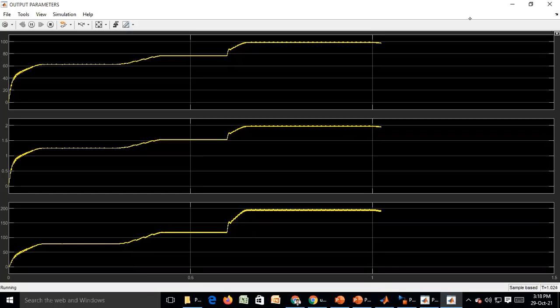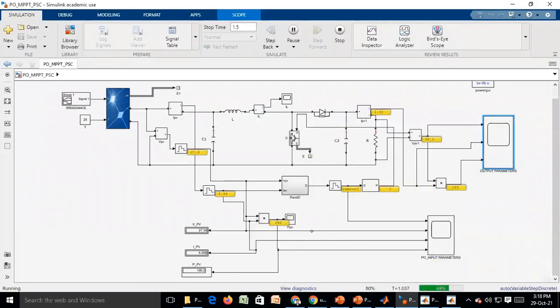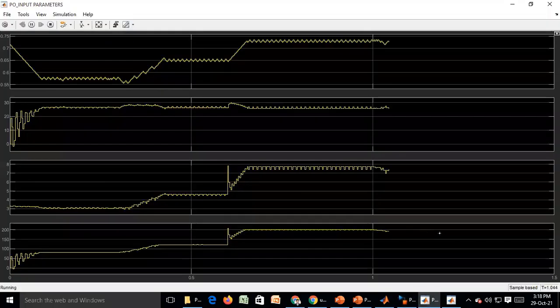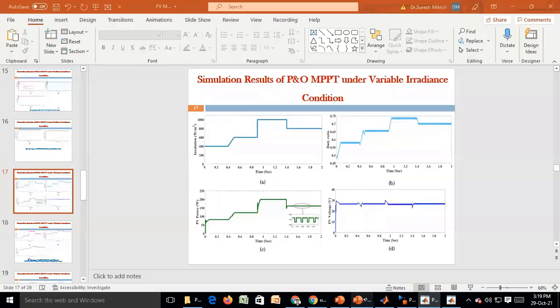If you observe here, either output voltage, output current, or output power, this is the output of PV, the input of the boost converter. So let me show you this.